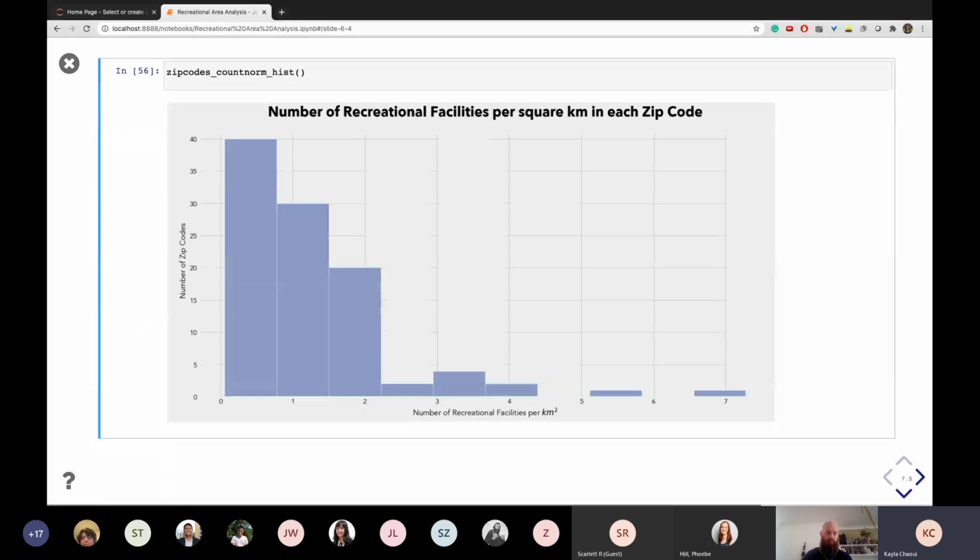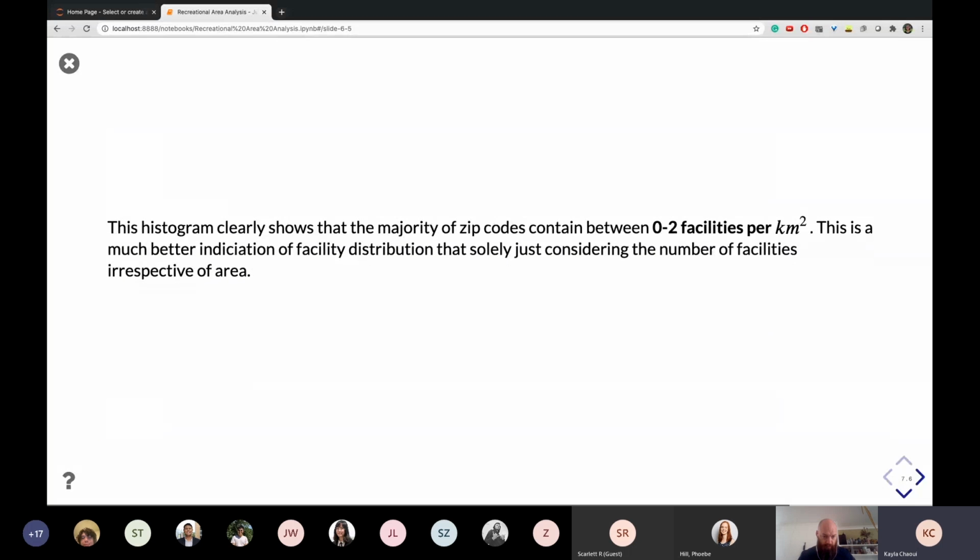Exploring this trend further, I normalized the facility count according to the area, so facilities per squared kilometer, and displayed this on a histogram. Its skewness draws the conclusion that the large majority of zip codes have between 0 to 2 facilities per kilometer squared. This is a much better indication of facility distribution than solely just considering the number of facilities in a zip code irrespective of its area.